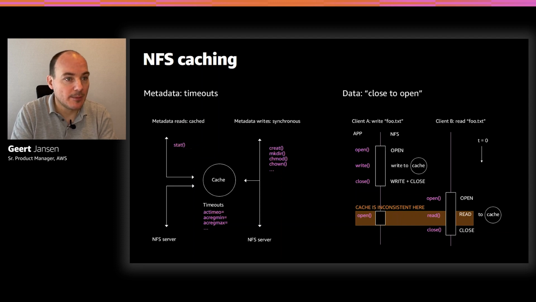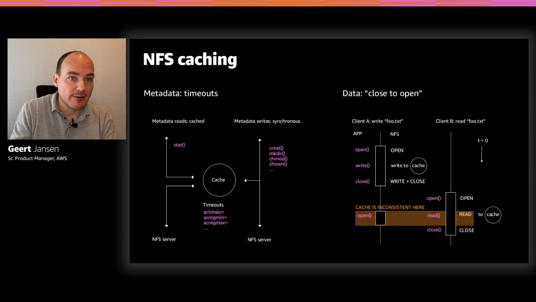Now for data, the situation is different, and this is where NFS defines the so-called close-to-open semantics. The easiest way to explain this is to look at what happens when a client opens and writes to a file called foo.txt. On the application side, it opens the file with the proper flags to create it, writes to the file, and then closes the file.